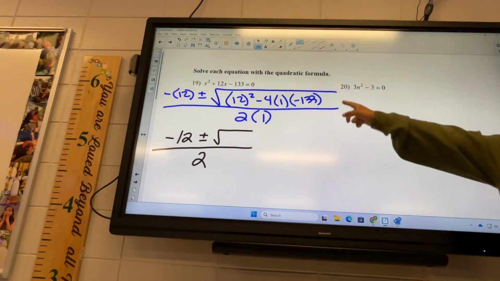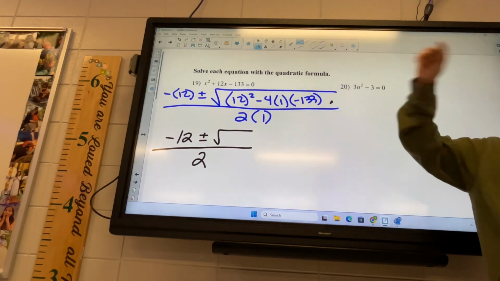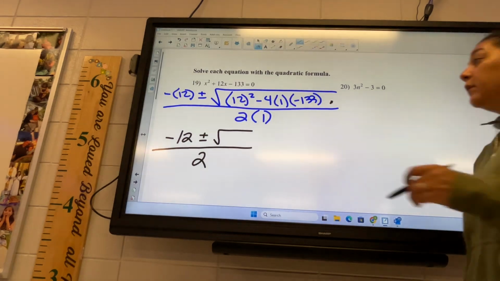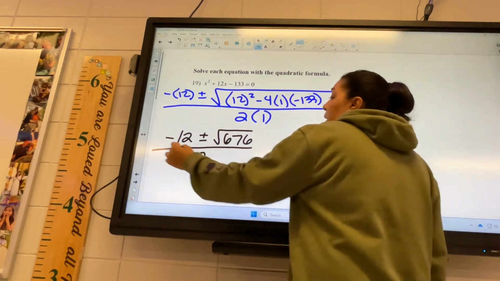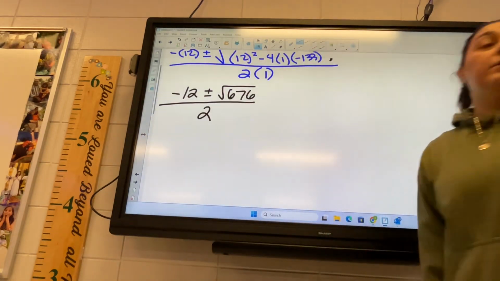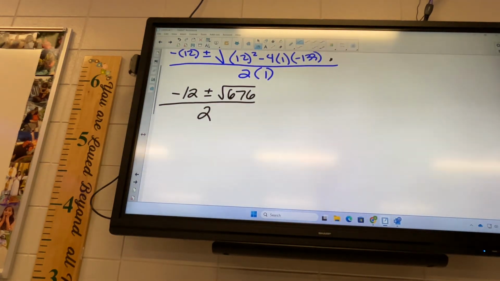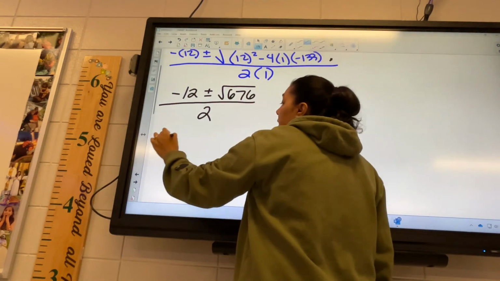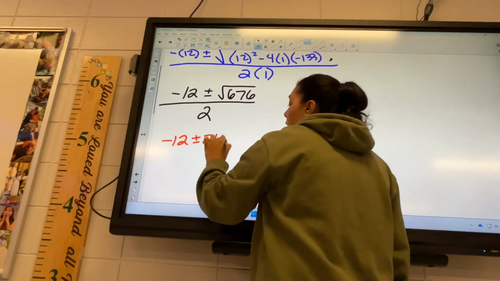Okay, you're going to type in everything underneath of the house. So parentheses, 12, close parentheses, squared, all that stuff, but not the house. Everything underneath the house, but not the house. What does that give you? 676. Does somebody agree? Yeah. Okay, so 676. Now we hit our house button. Hit the radical. And we're going to say radical 676. What would that give you? 26. So it's really going to look like negative 12 plus or minus 26 over 2.